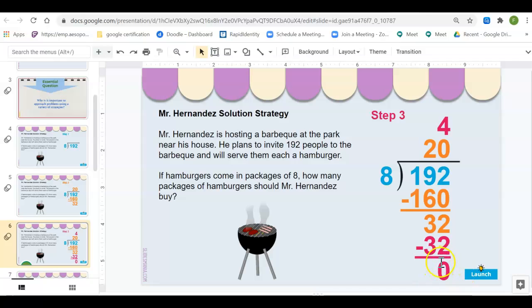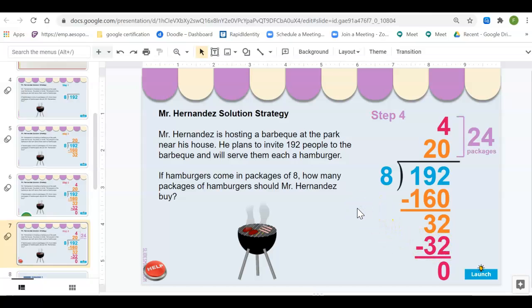So now we're standing at 0 right here. We don't have to move any further with this because this is 0. We're not completely done yet. Now step 4. On step 4, you'll see that Mr. Hernandez knew that he had to add up these partial quotients. These are considered partial quotients right here. 20 plus the 4 equals 24. So his final answer, the quotient, is going to be 24.